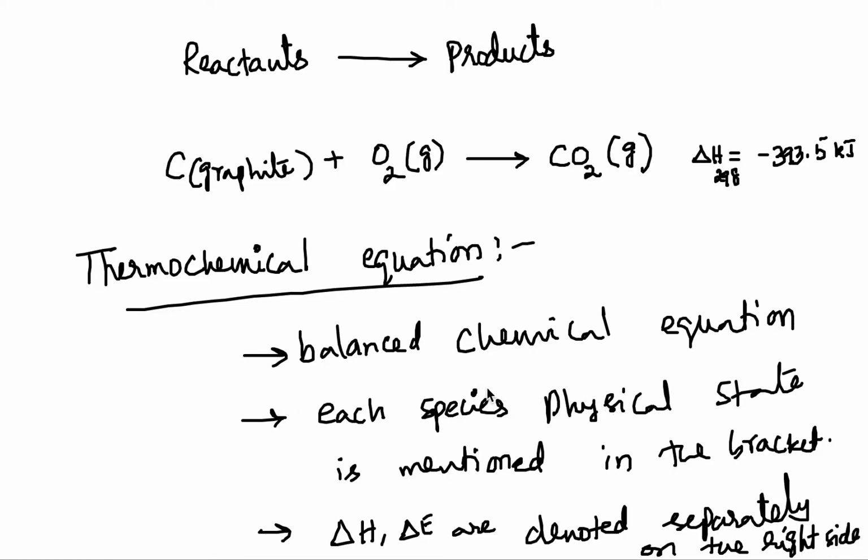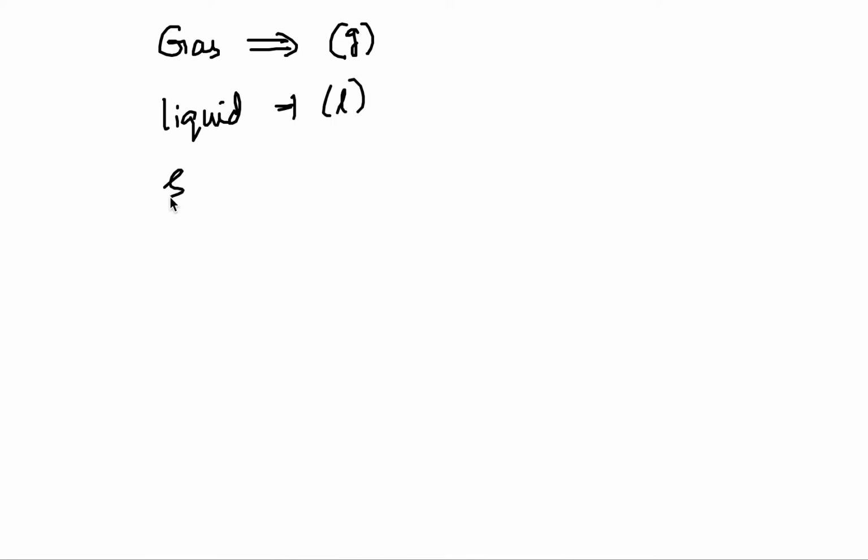So now in this one, each species' physical state is mentioned. How do we mention it? Gas is mentioned using the symbol G in brackets. Liquid is mentioned using L in brackets. Solid is mentioned using S in brackets.